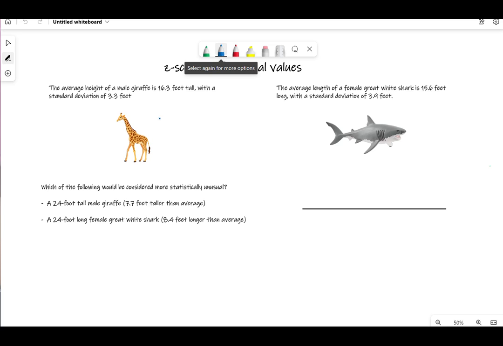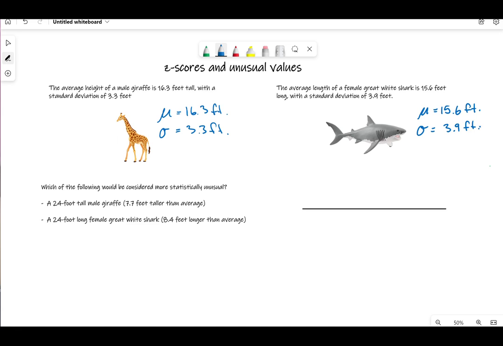Okay, so we have the mean height of male giraffes is 16.3 feet, and the standard deviation is 3.3 feet. And then we have some information about a great white shark. The average length of a female great white shark is 15.6 feet. So let's write that down, 15.6 feet for the mean length with a standard deviation of 3.9 feet.